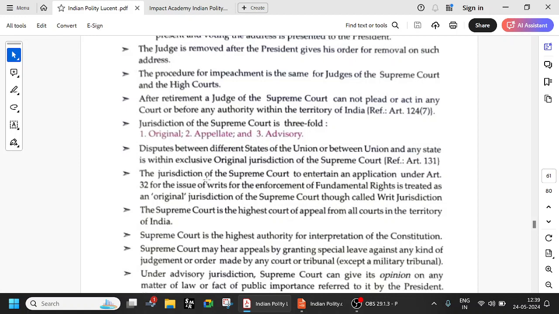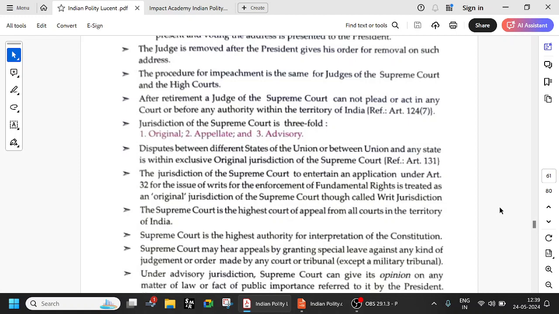The jurisdiction of the Supreme Court to entertain an application under Article 32, that is the writ jurisdiction: habeas corpus, mandamus, prohibition, certiorari, all those things, for the issue of writs for the enforcement of fundamental rights, is treated as the original jurisdiction of the Supreme Court. So Article 32 is called writ jurisdiction, but that comes under the original jurisdiction of the Supreme Court, because for these writs you can go directly to the Supreme Court.